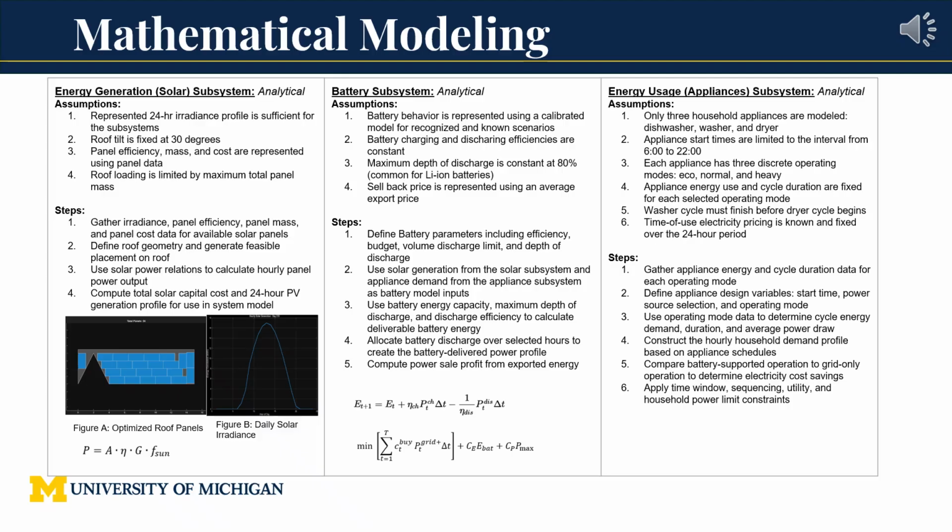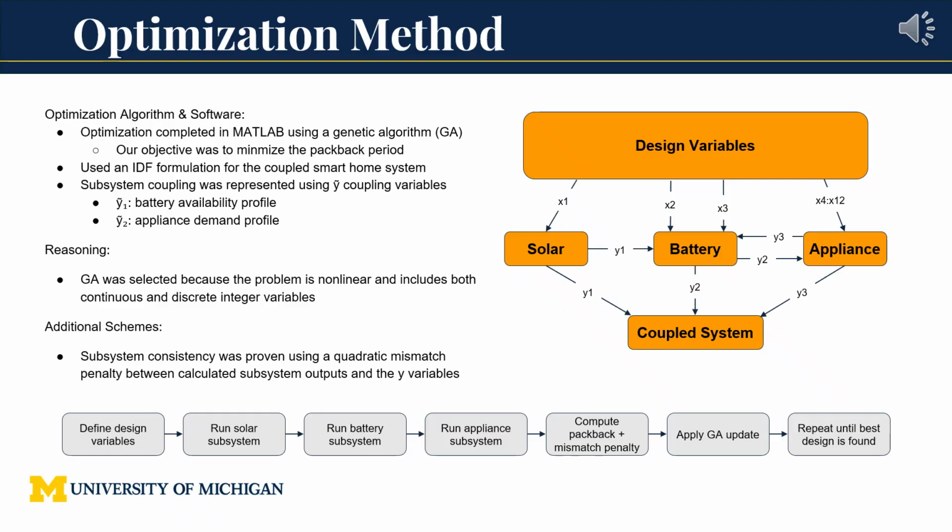These assumptions kept the model simple enough to solve analytically in MATLAB while still capturing the main subsystem behaviors. The optimization was performed in MATLAB using a genetic algorithm with an IDF formulation. The process starts by defining the design variables, then running the solar, battery, and appliance models, computing payback together with a mismatch penalty, updating the design with the genetic algorithm, and repeating until the best design is found.